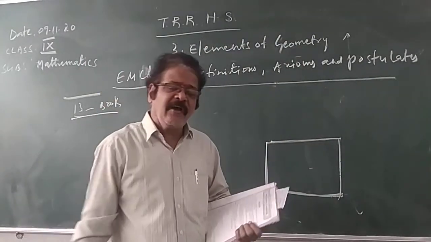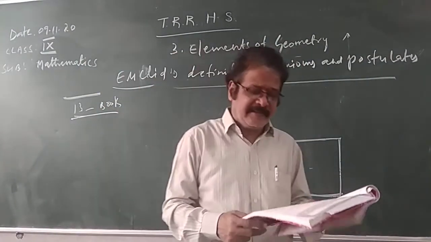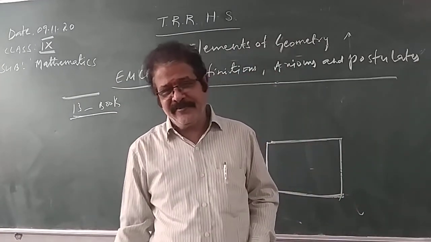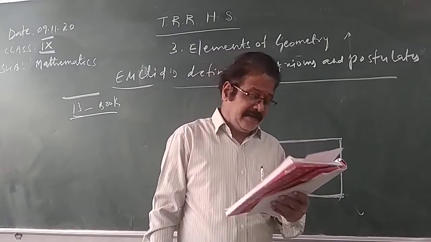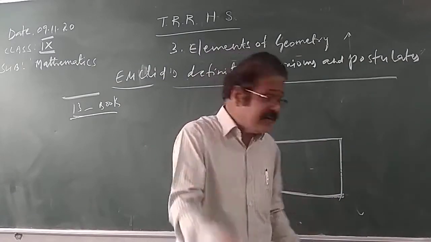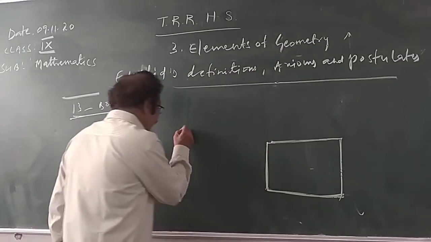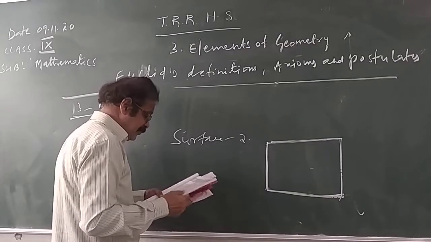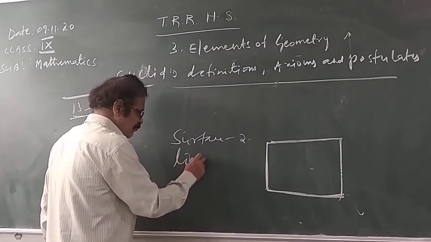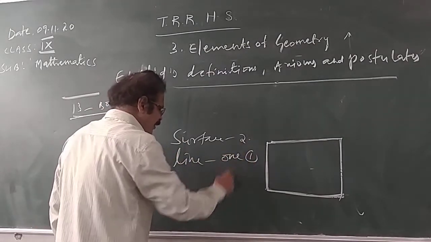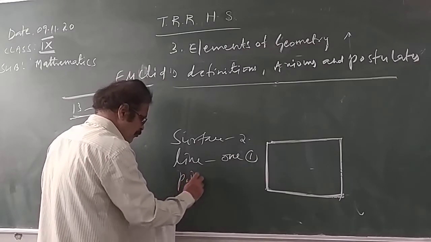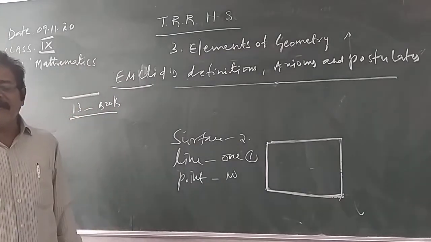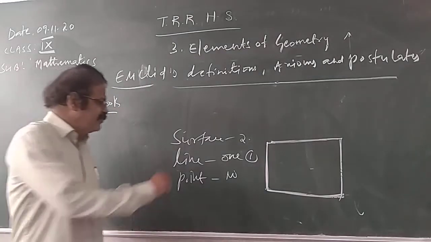Every surface has 2 dimensions, length and breadth. A solid has 3 dimensions: length, breadth and height. A surface means 2 dimensions. A line has only 1 dimension. A point has no dimensions, none.